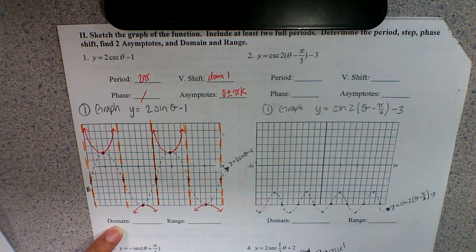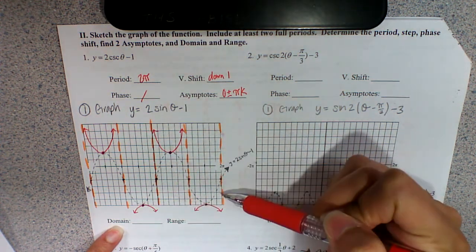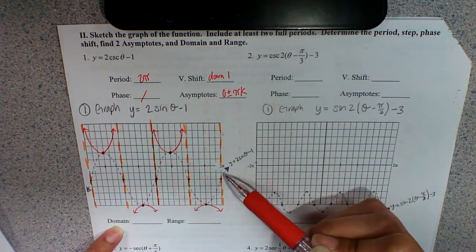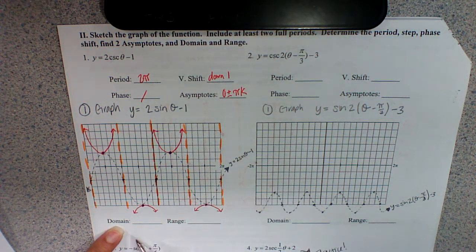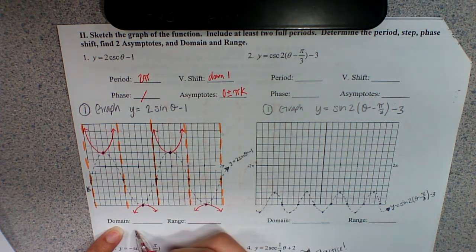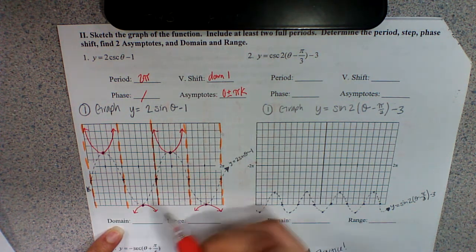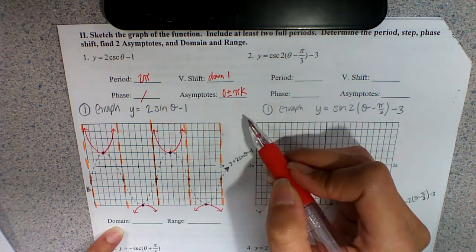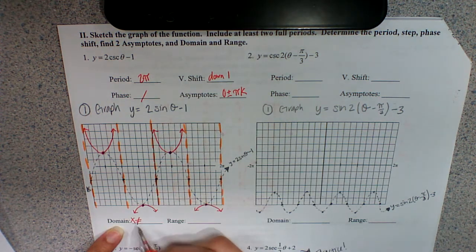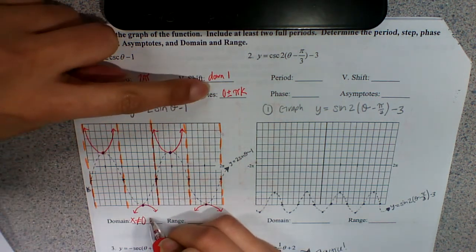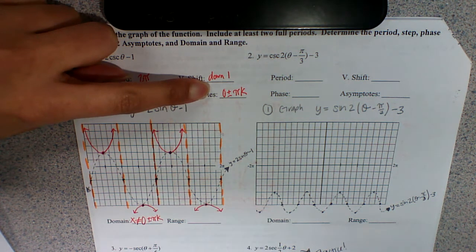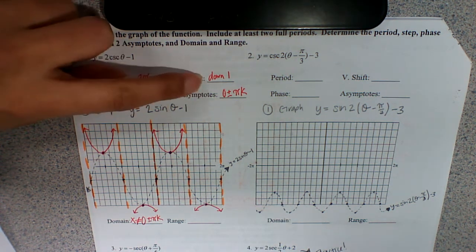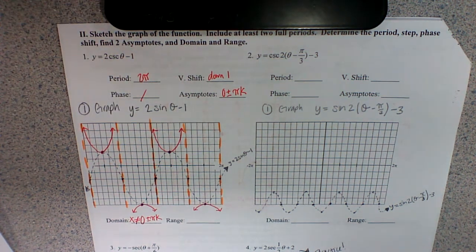Now here's the thing. When you write your domain, remember, your domain is not continuous anymore because of those asymptotes. So instead of actually listing out every single interval, which is actually infinite, we're going to use the asymptotes to write down the domain. So we're going to say that the domain is not where the asymptotes are. So we're going to say x does not equal 0 plus or minus pi k, because the asymptotes are what stop your domain. So there we go, easy enough.